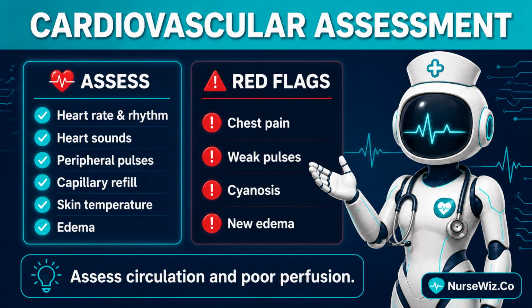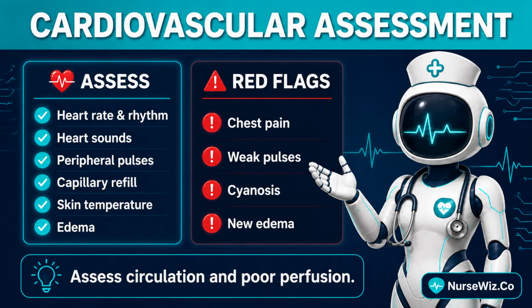Next, cardiovascular. Assess heart rate. Assess rhythm. Listen to heart sounds. Check peripheral pulses. Check capillary refill. Check skin temperature. Check for edema. Listen at the apex and count the rate. Note whether the rhythm is regular or irregular. Then move outward.